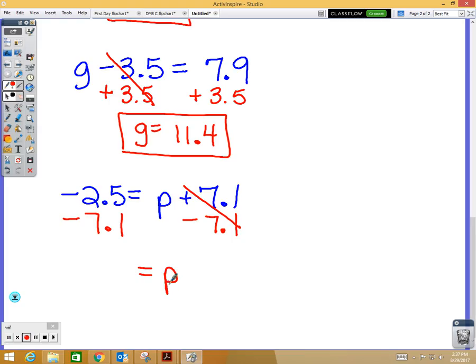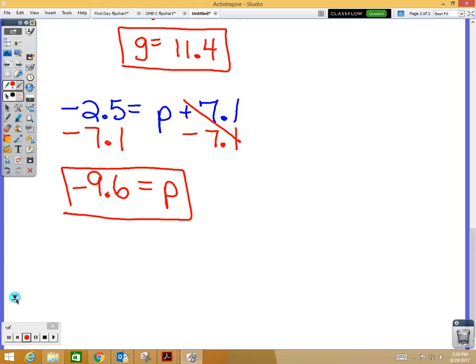Now, we know about integers. If they have the same sign, you should add the absolute values and keep the same sign. Okay, those are your integer rules. So they have the same sign, so we're going to add these two decimal numbers, and that would give me 9.6, and keep the same sign. A negative 2.5 minus 7.1 would be a negative 9.6. So be careful on your negatives, especially the decimals.